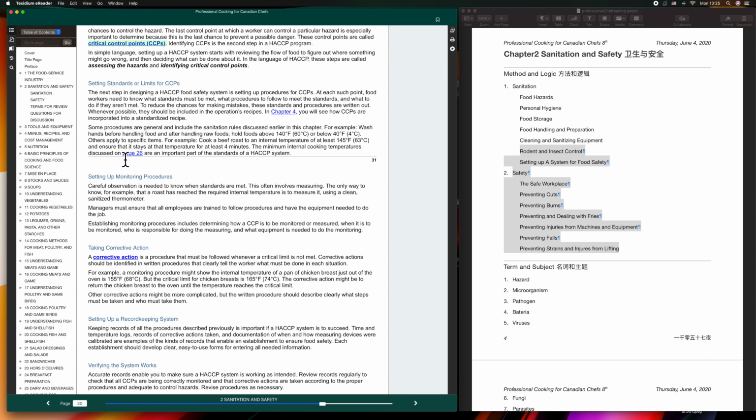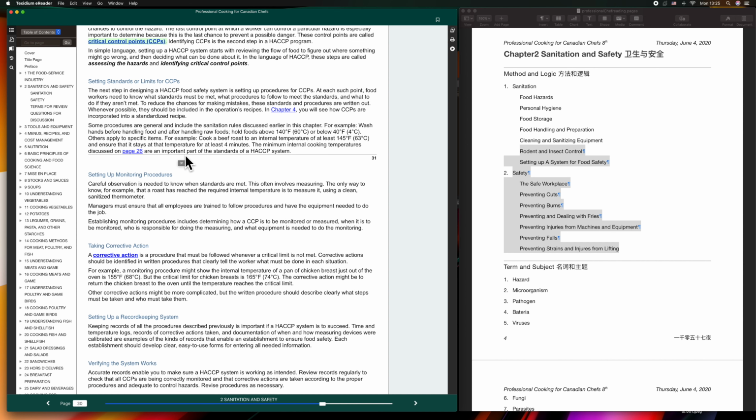Hold food above 140 Fahrenheit or below 40 Fahrenheit. Others apply to specific items. For example, cook a beef roast to an internal temperature of at least 145 and ensure that it stays at that temperature for at least 4 minutes. The minimum internal cooking temperatures discussed on page 26 are an important part of the standards of a HACCP system.